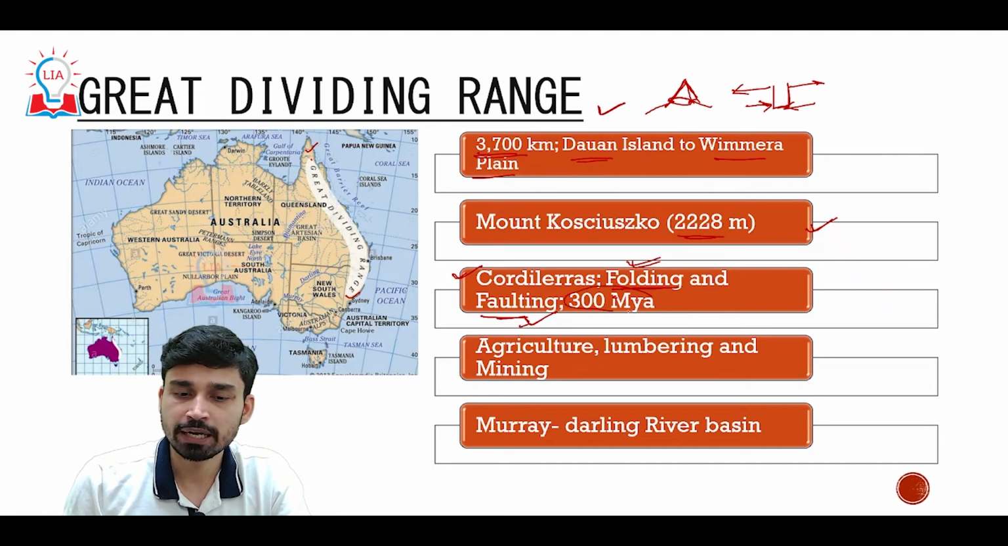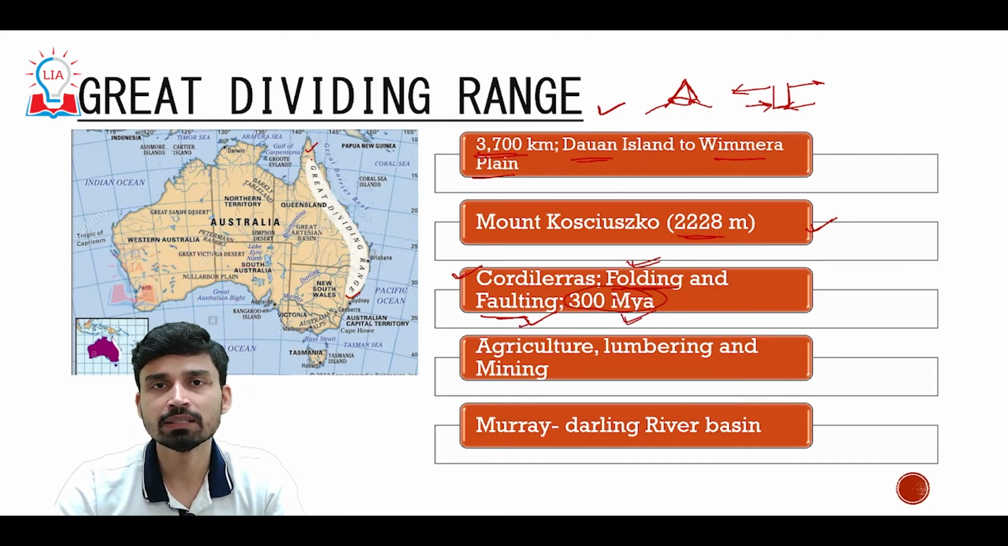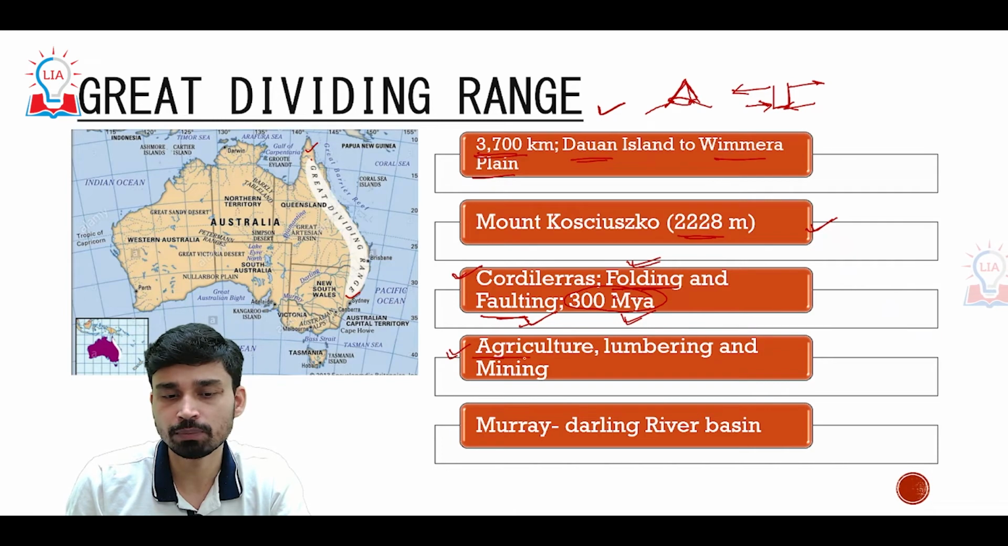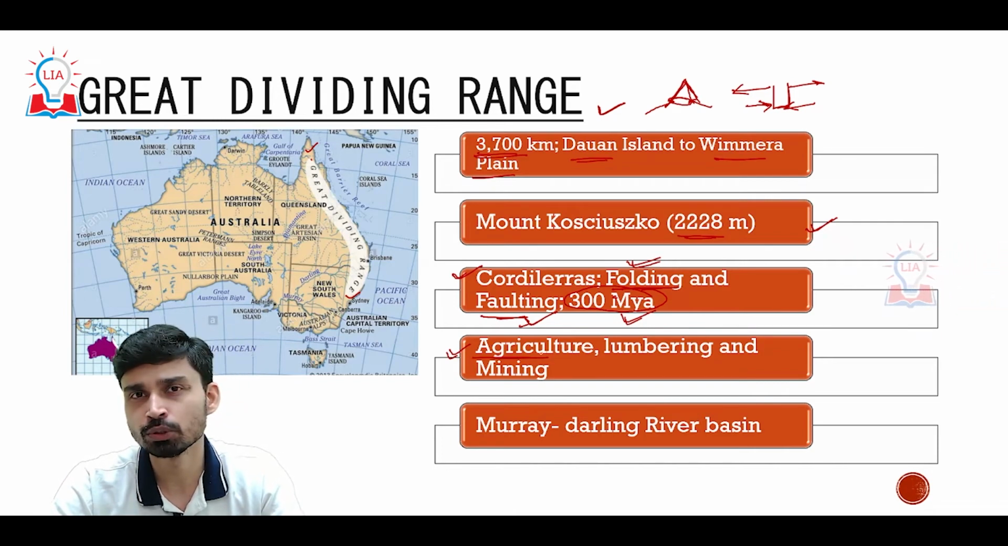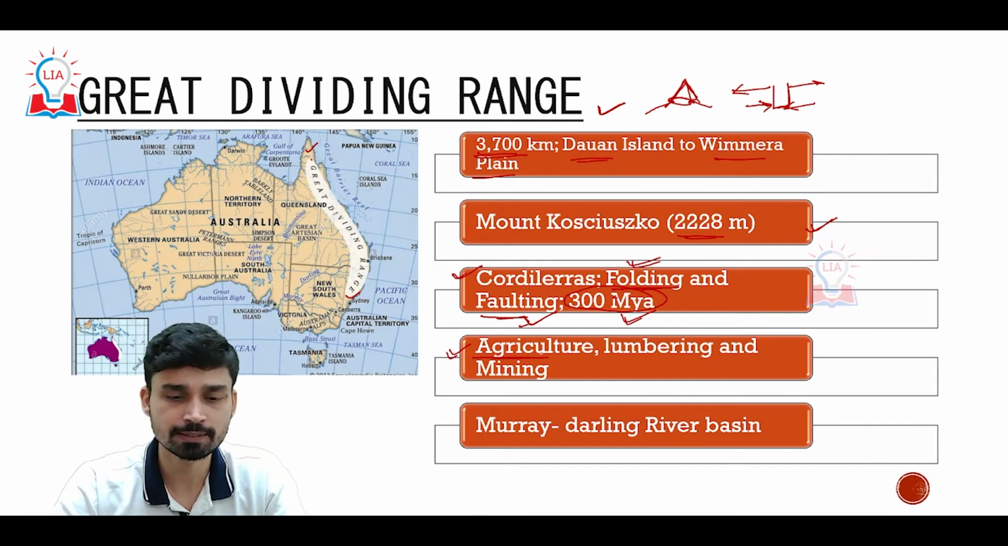The range's age is believed to be about 300 million years ago, when we had a collision between the South American landmass and the Australian landmass. The main important activities of the people in this region are agriculture, lumbering and mining. Lumbering relates to the felling of trees or cutting of forest and selling them for various purposes.